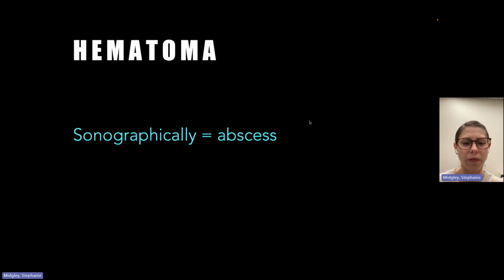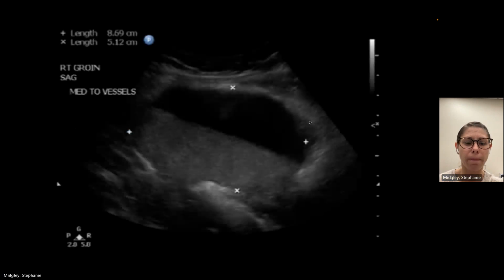So a hematoma sonographically looks like an abscess. Very difficult for us to tell the difference. And it can be sub-Q or intramuscular. So this was a gentleman who had had a cath procedure who had come in a couple days later with what looked like maybe a pseudoaneurysm. We weren't sure versus an abscess. We put the probe on, and you can see that there's this clear linear line. And so this is clotted blood with some fresh blood in there. So this was a hematoma.